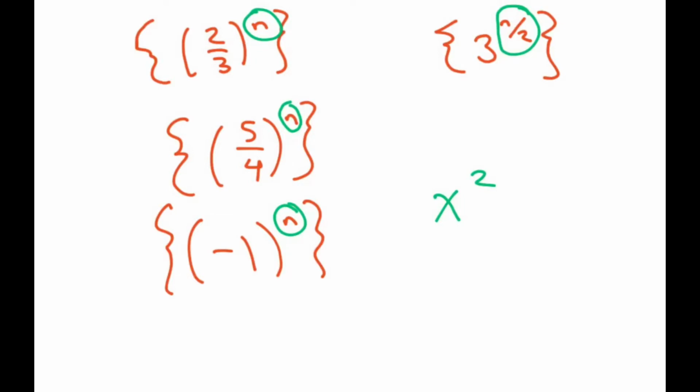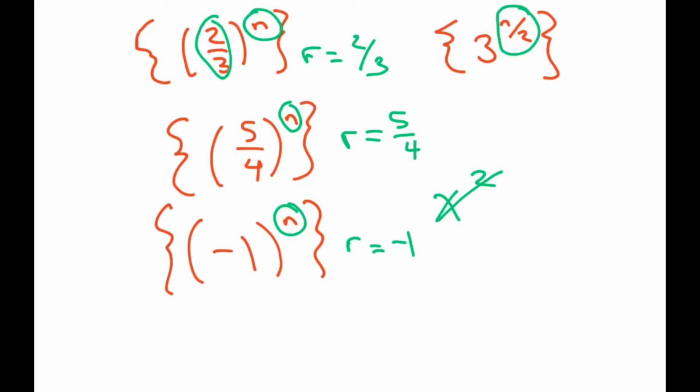So just know that your common ratio in this case would be 2/3. Your common ratio is 5/4. Your common ratio is negative 1. And this one would be a little bit different, but anyway, your common ratio would be 3.